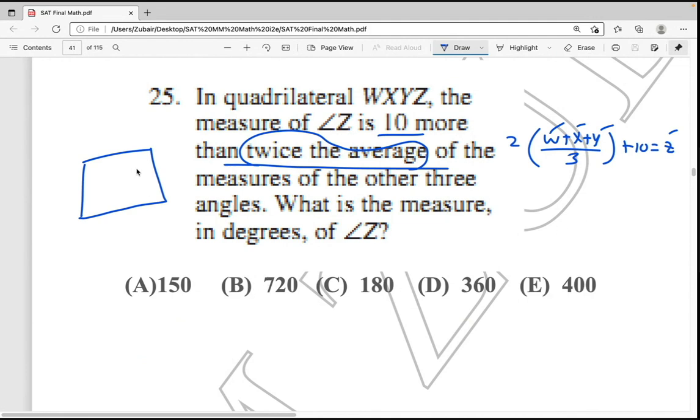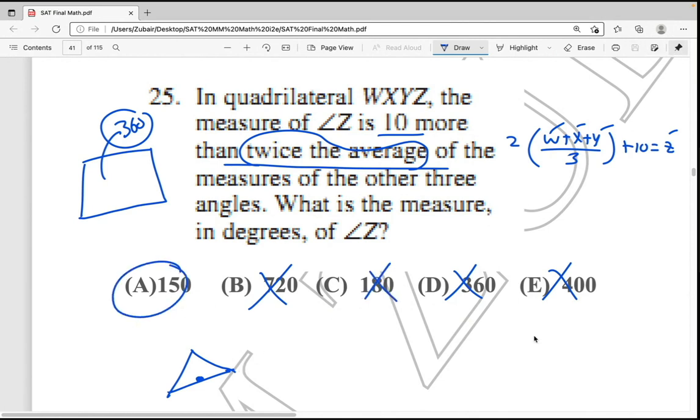So we know if it is a quadrilateral, the sum is going to be 360 anyway. So it can't be 400, can't be 360, can't be 720 for one angle, right? If we consider 180, if this point Z is 180, this is no more a quadrilateral. That is now a three-sided figure. So it can't be 180. It has to be 150.